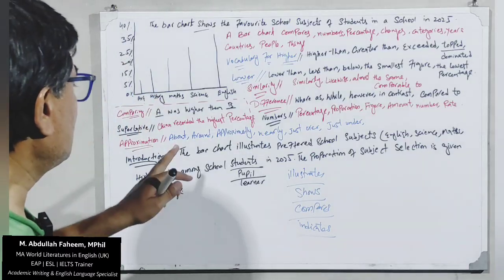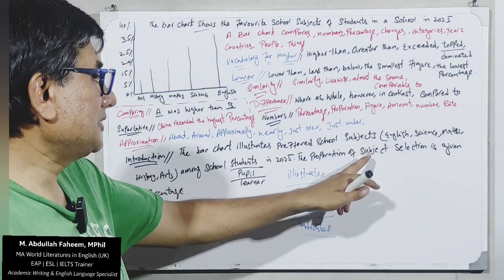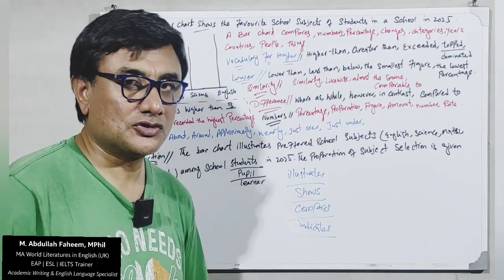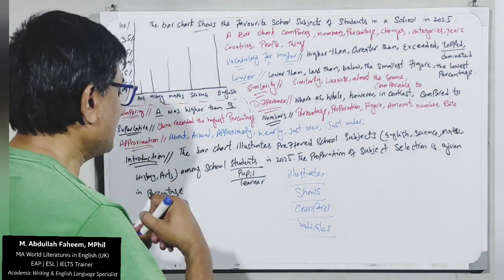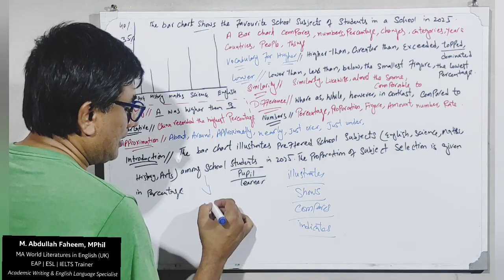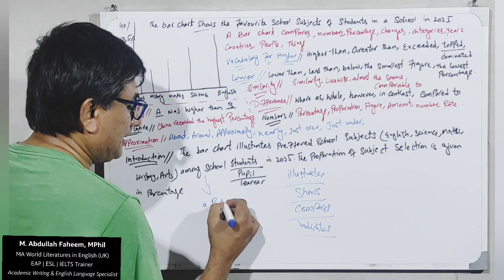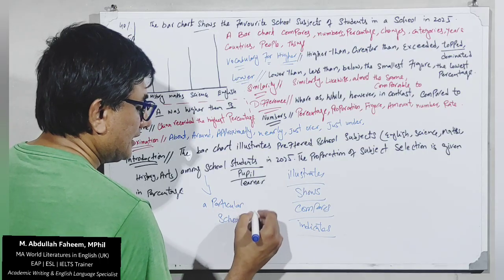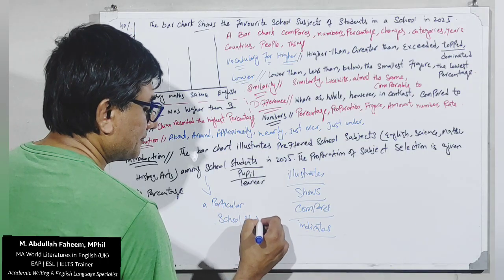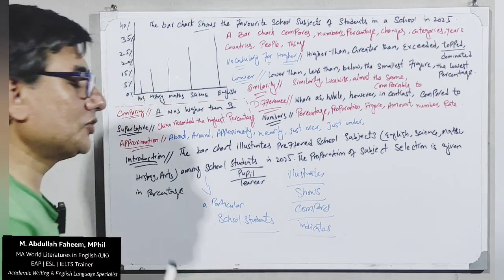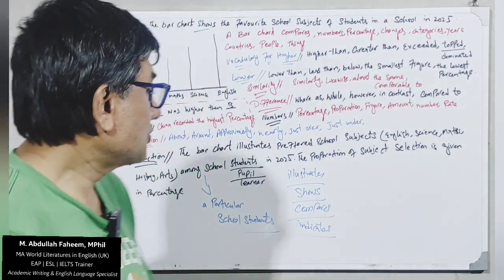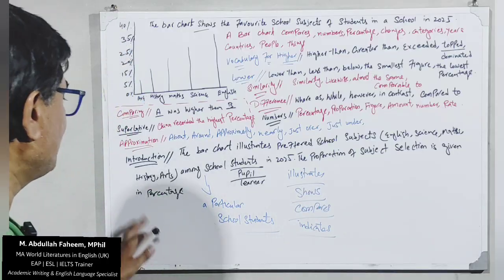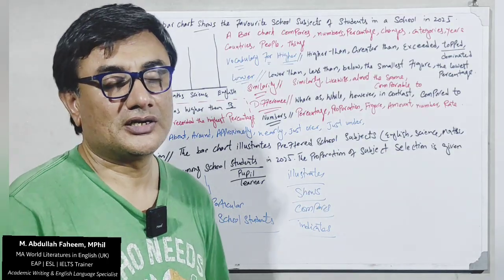So let's review it. The bar chart illustrates preferred school subjects: English, Science, Maths, History, Arts among school students. Here you can make another change: among a particular, P-A-R-T-I-C-U-L-A-R, particular school students. So this is how you can change your introduction by practicing. School students in 2025, the proportion of subject selection is given in percentage. So this is our introduction.